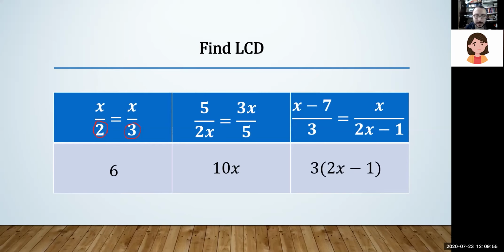Are you seeing it clearly on your screen? Okay.